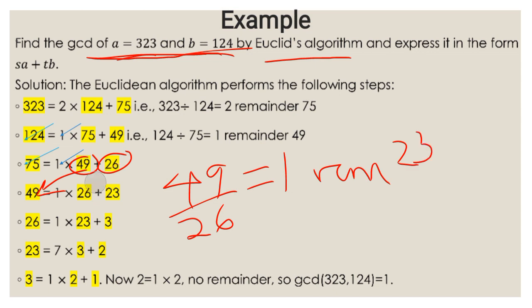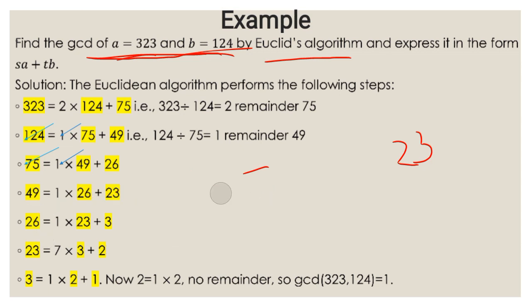Meaning that I can write 49 as what you see right here. I keep taking the process over and over again, divide, get my remainder, and I kept doing that until I got to this stage here.